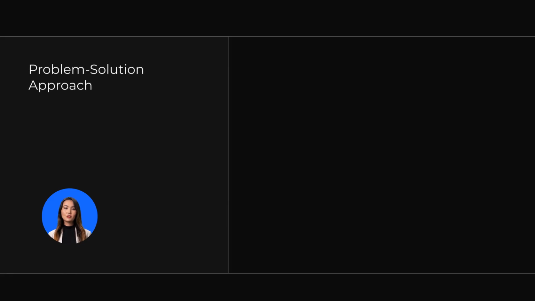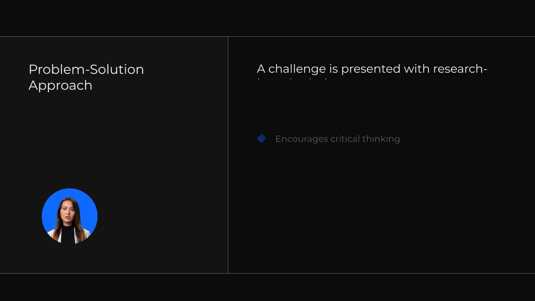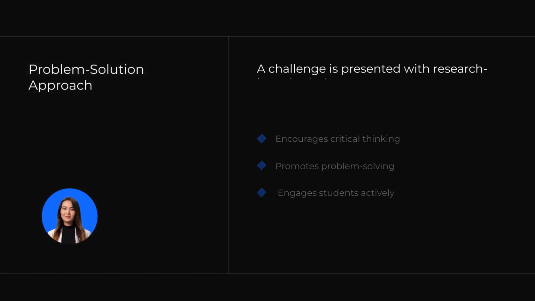The problem and solution pattern introduces a challenge or question, followed by possible solutions. This approach is common in fields like public health, where issues are presented with research-based solutions. It encourages critical thinking and problem-solving among students. By understanding both the problem and the solution, students gain a comprehensive view. This pattern is effective for engaging students in active learning.